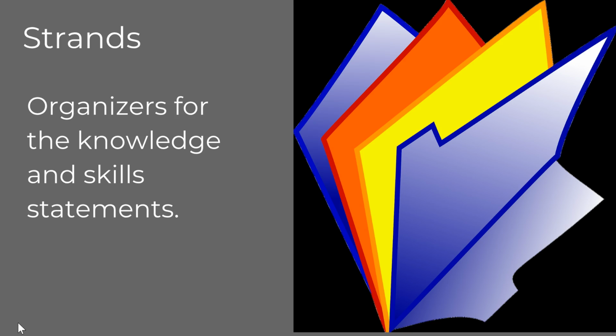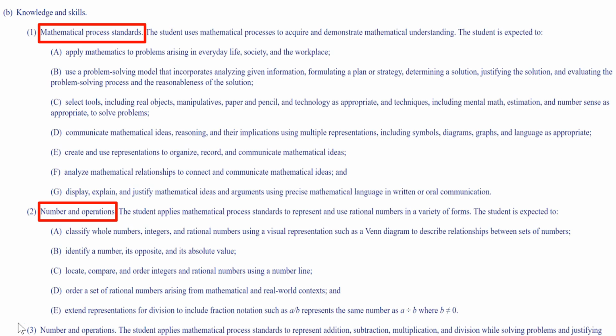The next part of the TEKS are the strands, which organize the knowledge and skill statements into overarching categories. In our 6th grade mathematics TEKS, the phrase next to the numbers are considered the strands. You can see that the first 2 strands are mathematical process standards and number and operations. At this time, you may want to pause the video to identify how your standards are organized. Putting a box around the strands will help you identify the parts of the TEKS.